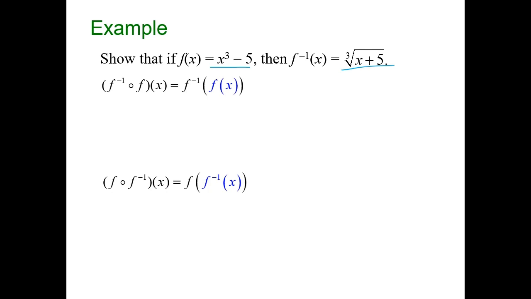So let's write this a little bit differently first. Let's write this as the inverse of f of x. And again, this just kind of reminds us that we're going to put f of x inside of our inverse function. And f of x is x to the third minus 5. So we're going to take the inverse of x to the third minus 5. We're going to take it and we're going to plug it in. Okay?